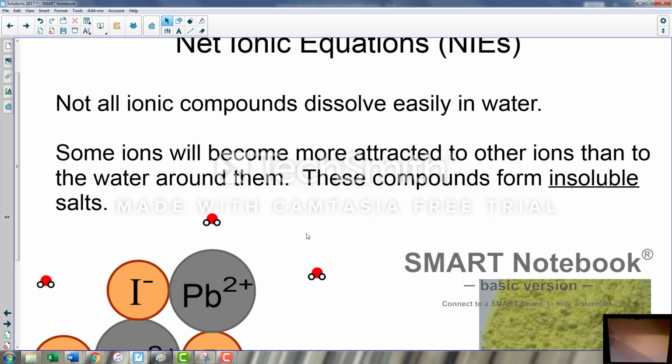So there are a lot of different combinations of ionic compounds that don't dissolve in water. We learned that all ionic compounds dissolve, but there's actually a large number of them that won't dissolve in water.